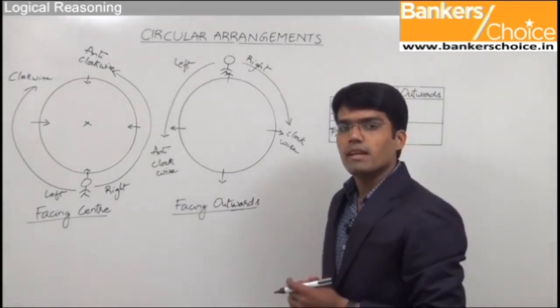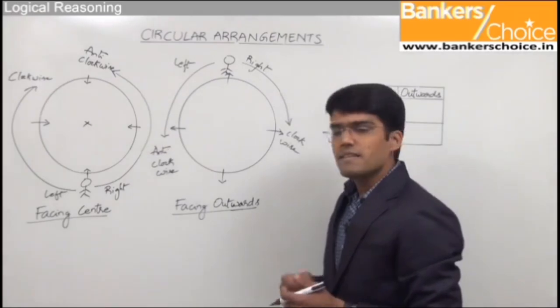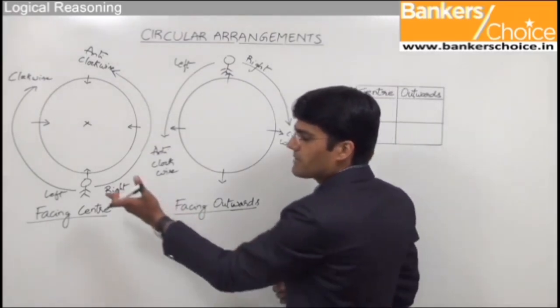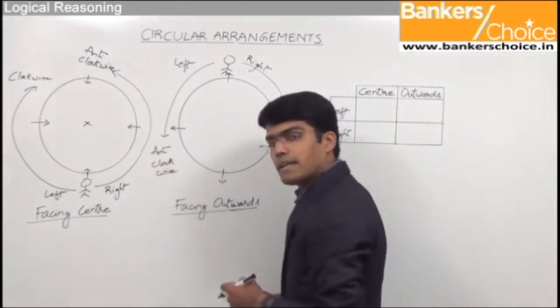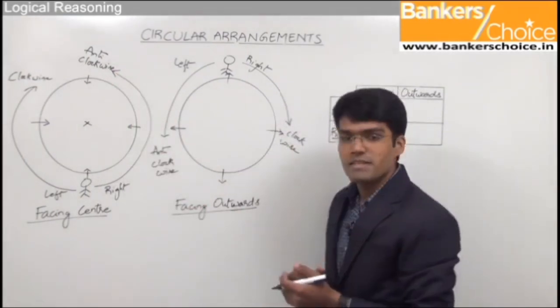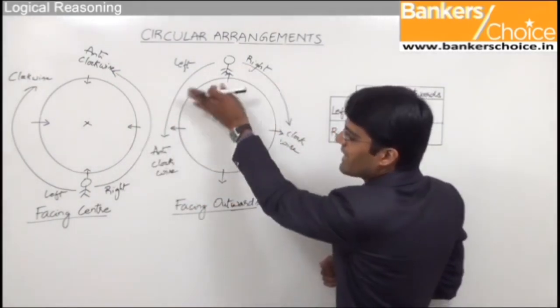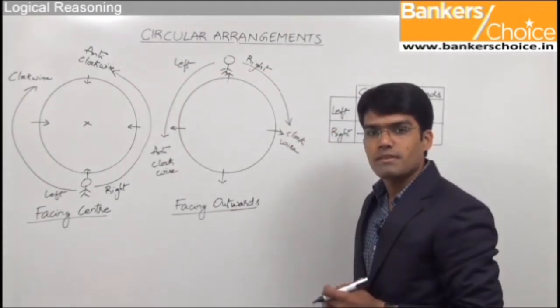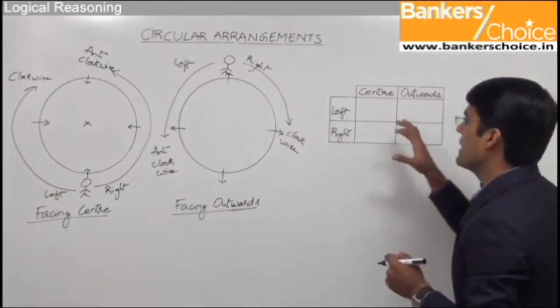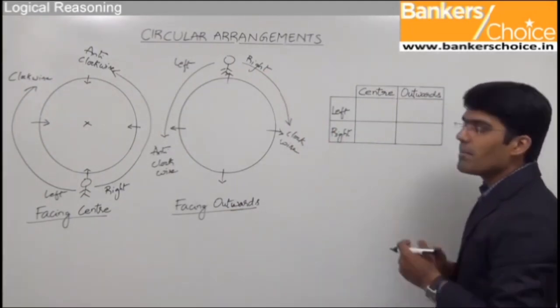So now we can conclude saying that when a person is facing the center, the left of the person should be taken in clockwise direction and right of the person should be taken in anti-clockwise direction. Similarly, when a person is facing outward, left should be taken in anti-clockwise direction and right should be taken in the clockwise direction. And to understand this, let us make a small table here which gives you the complete information about the direction sense.